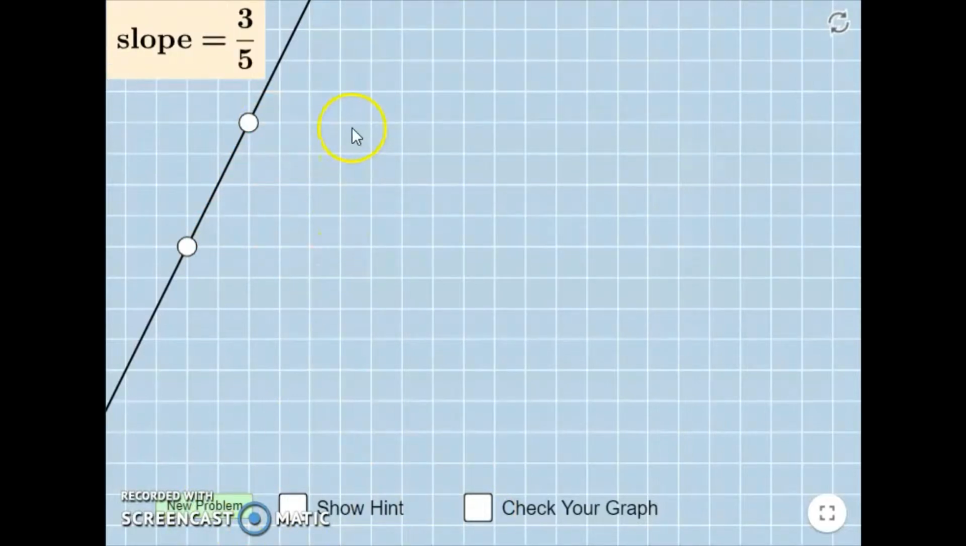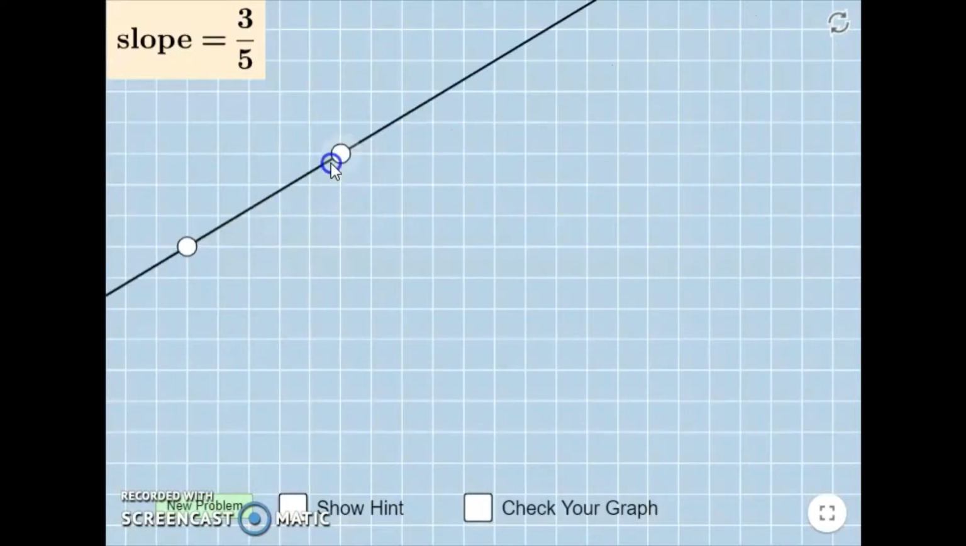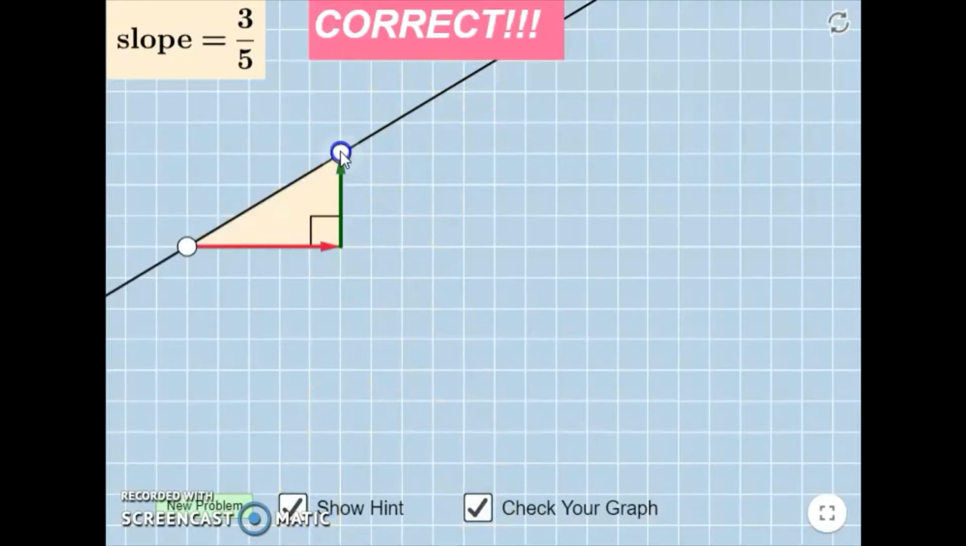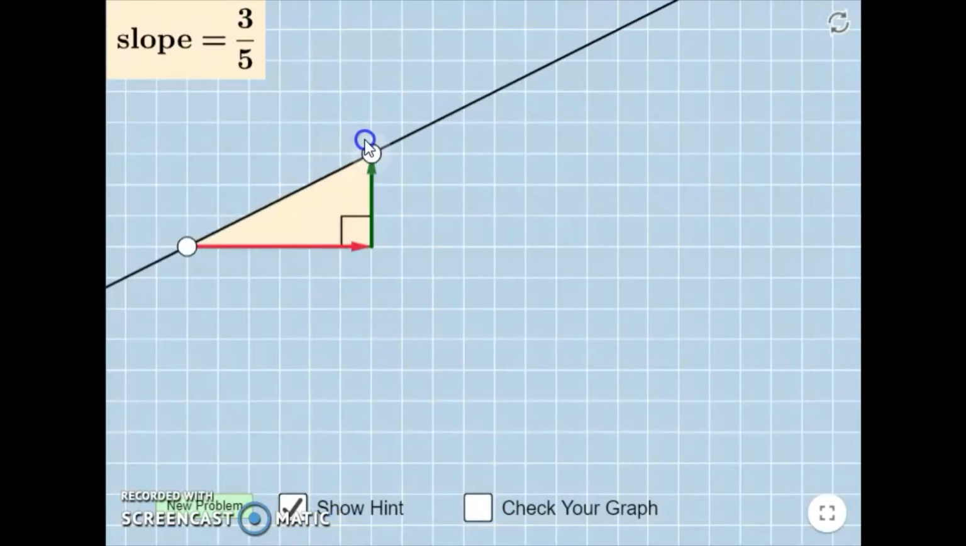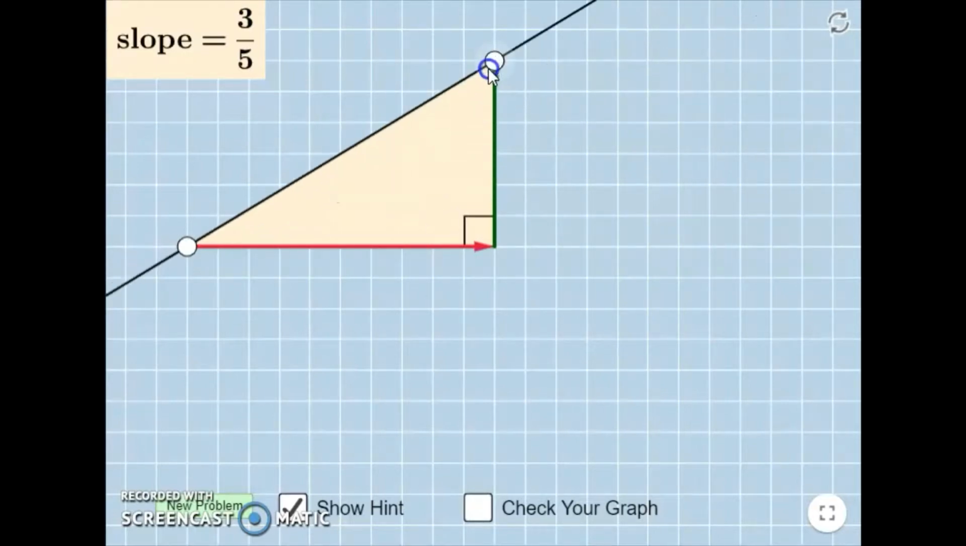And 3/5. Then I want to go along 5, 1, 2, 3, 4, 5, and up 1, 2, 3. Or I could go along 10 and up 6, which would take me to this point here. Either of those will do. 1, 2, 3, 4, 5 more, and another 1, 2, 3 along here, and that would be correct.